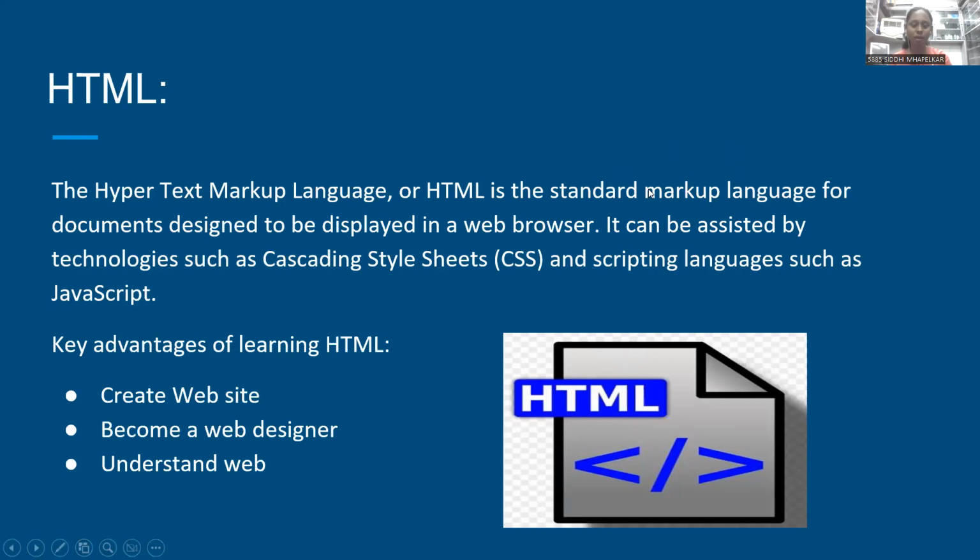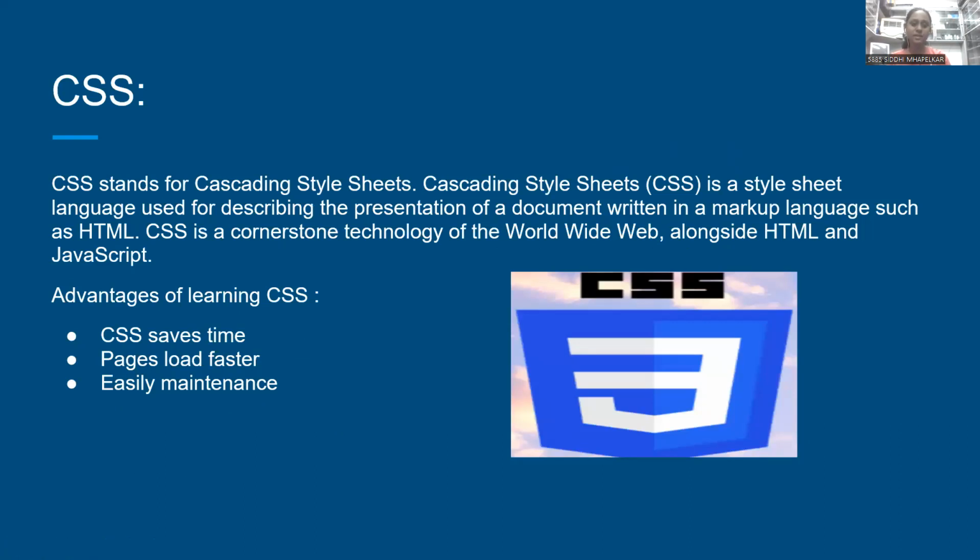It can be assisted by technologies such as cascading style sheets and scripting languages such as JavaScript. Key advantages of learning HTML: create websites, become a web designer, understand web. CSS. So CSS is basically used in order to describe how the elements should be displayed in the website. CSS also helps in getting the look and feel of the website. Some of the properties that I have used in this website are font family, that is Roboto, and border and margins. CSS stands for cascading style sheets.